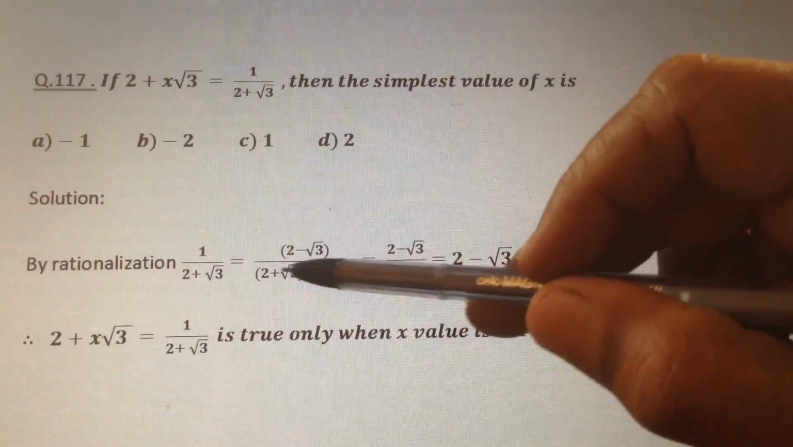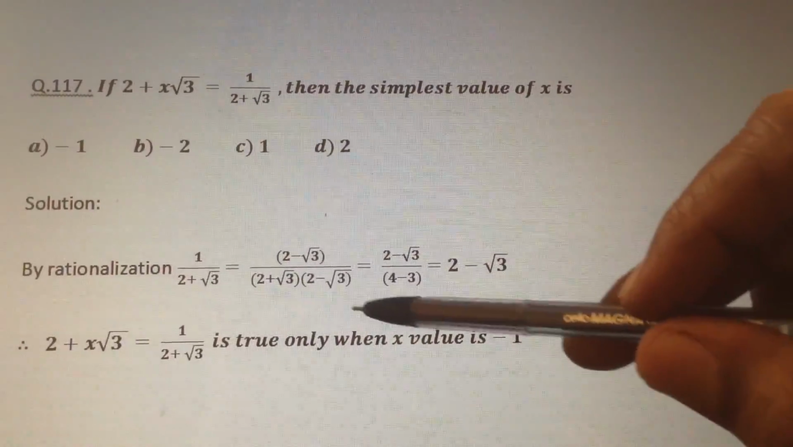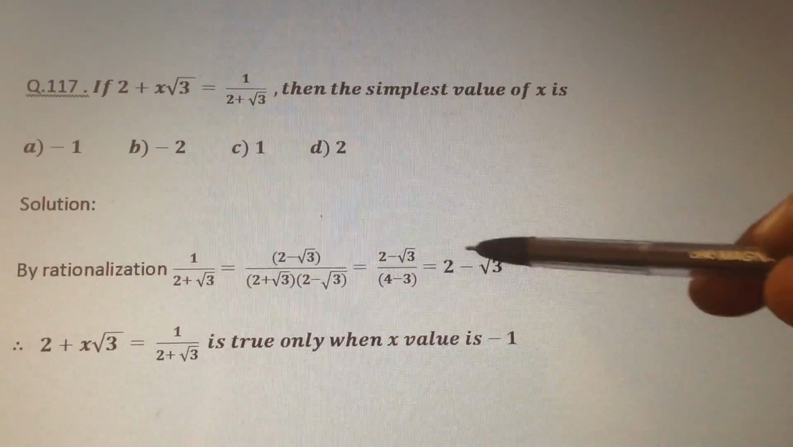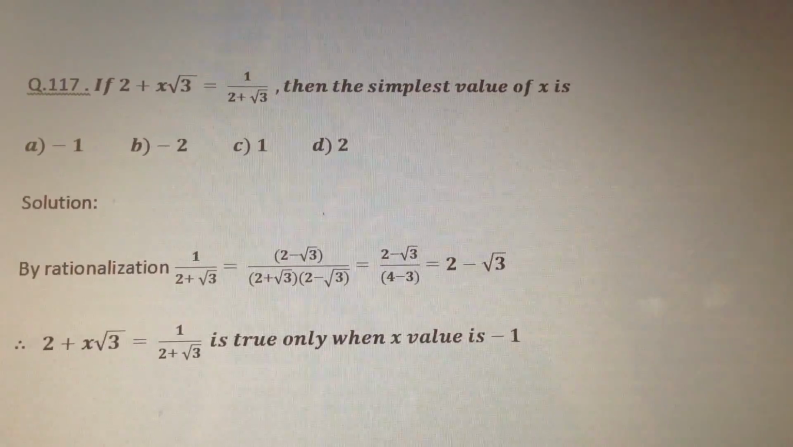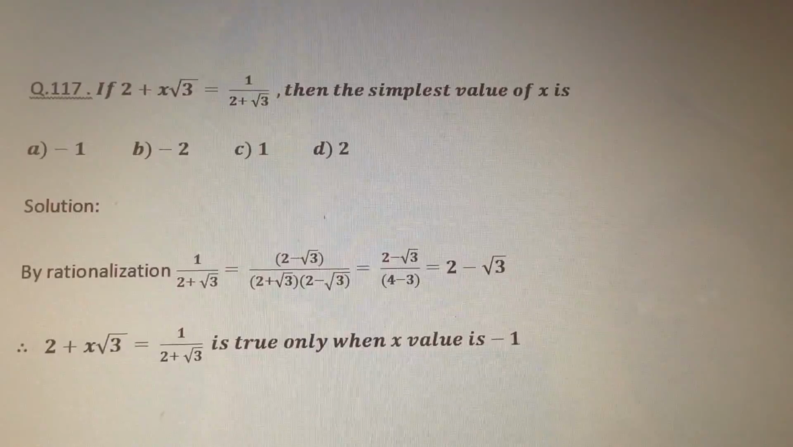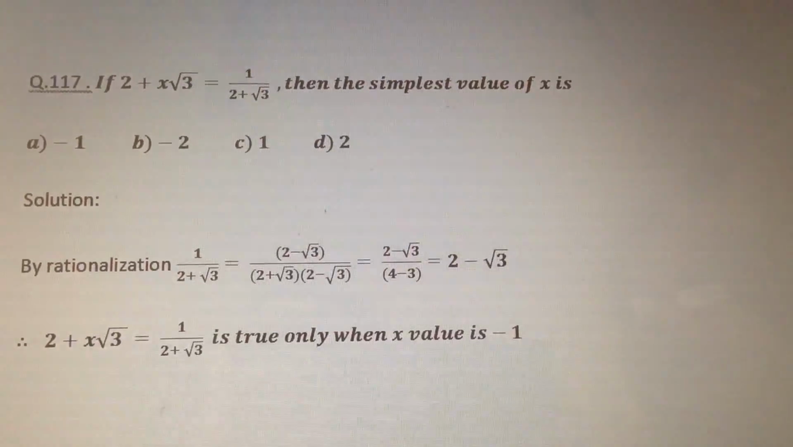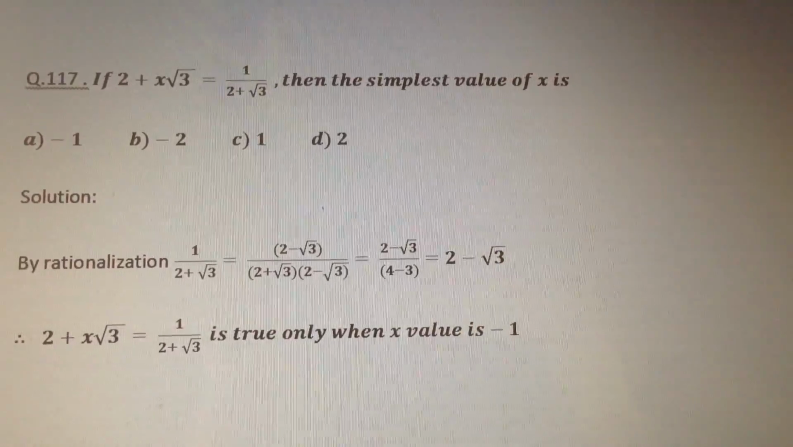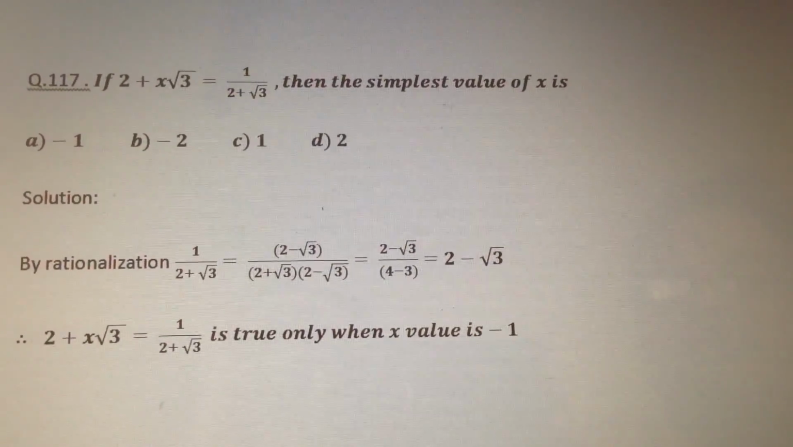Therefore, 1 by 2 plus root 3 is equal to 2 minus root 3 by (2 plus root 3) into (2 minus root 3), which is equal to 2 minus root 3 by 4 minus 3, which is equal to 2 minus root 3. Therefore, this is true. That means 2 plus x root 3 is equal to 1 by 2 plus root 3 is true only when x value is minus 1.